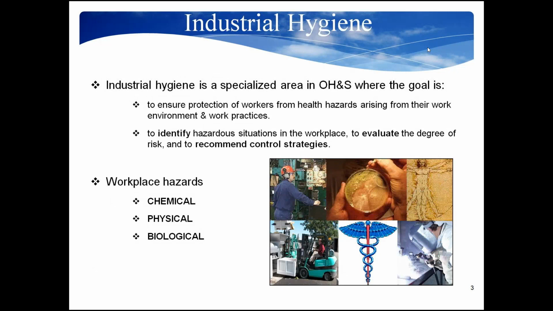So what is industrial hygiene? It is a specialized area of occupational health and safety, and the goal is to ensure protection of workers from health hazards arising from their work and environment and work practices. The goal is to identify hazardous situations in the workplace, to evaluate the degree of risk, and to recommend control strategies. And those workplace hazards might be chemical, physical, or biological in nature.